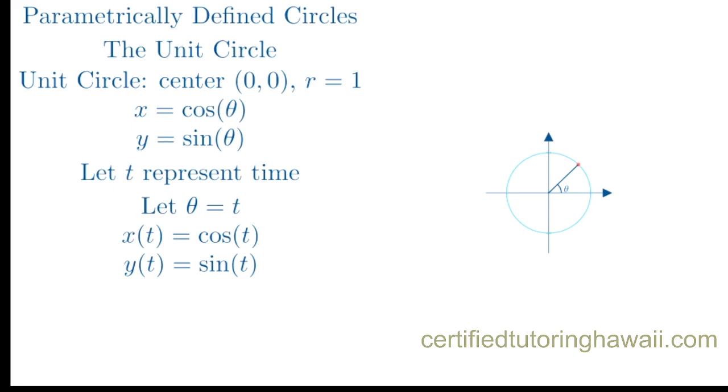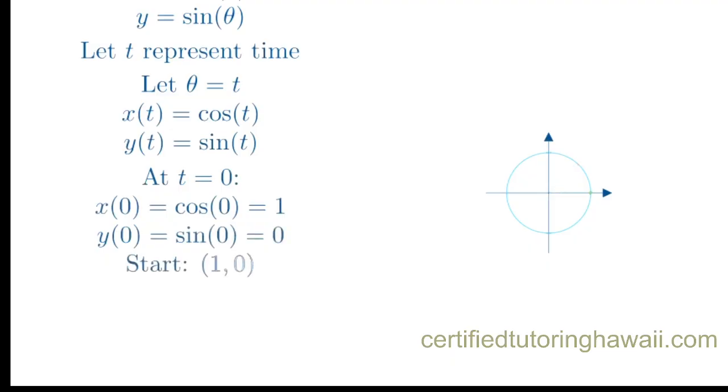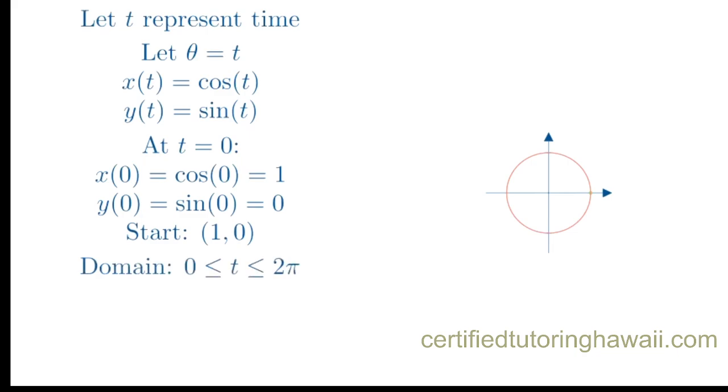Let's assume t starts at 0. When t is 0, the x-coordinate is the cosine of 0, which is 1. The y-coordinate is the sine of 0, which is 0. So at t equals 0, our point is at 1, 0. As t increases from 0 to pi over 2, then to pi, and so on, the angle increases. This causes the point to trace out a counterclockwise path around the circle. When t reaches 2 pi, one full revolution is completed and the point returns to 1, 0. So, we found a parametric representation for a counterclockwise revolution around the unit circle, starting from the point 1, 0.